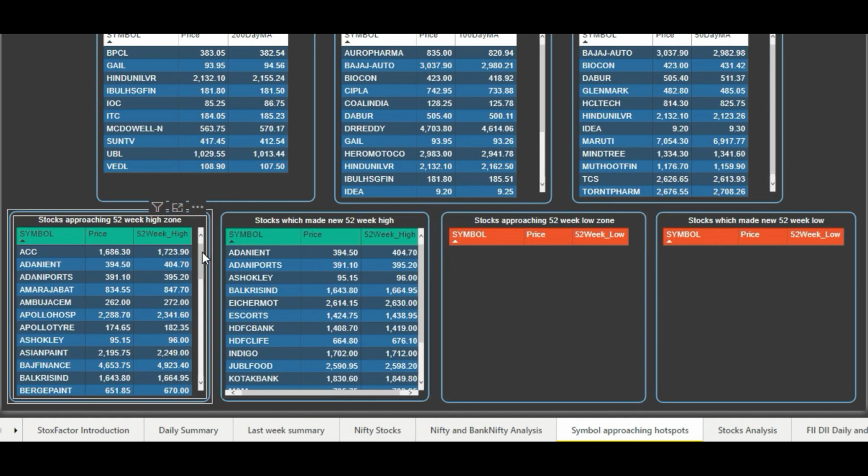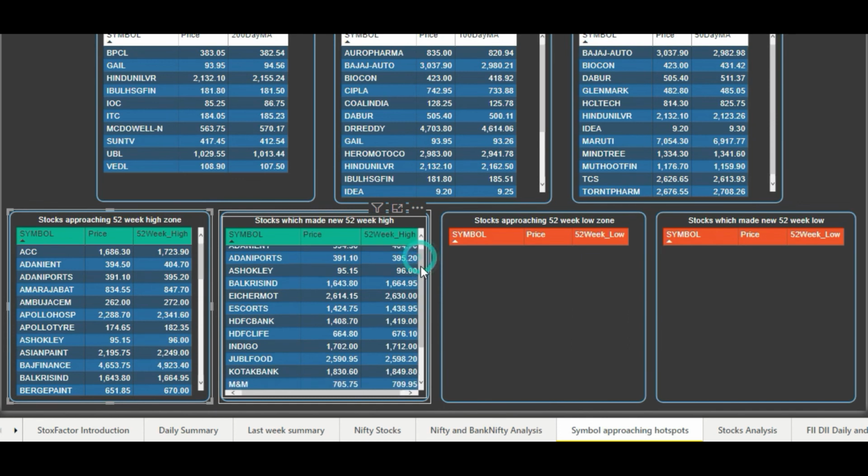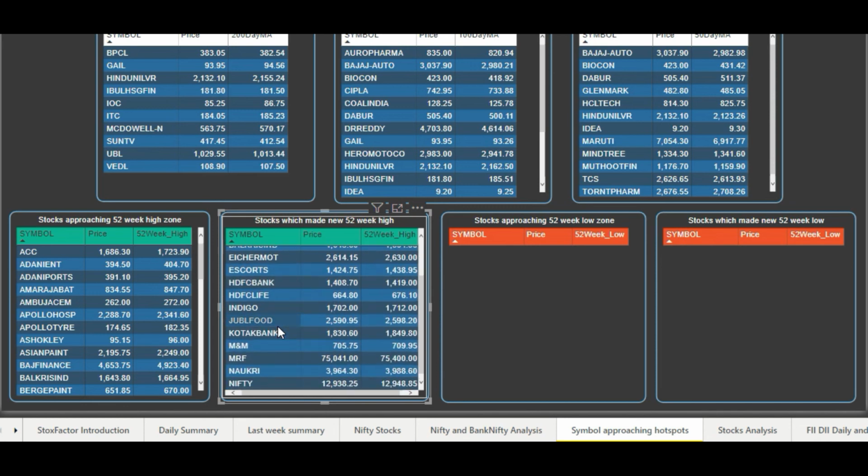That's why you can see the stocks mostly in the 52-week high zone, or the stocks which have made the new 52-week high. For example, HDFC Bank has already made the new 52-week high and broken the previous one. Similarly Kotak Bank on the banking side, and Nifty, obviously, has already broken the previous highs, which were from the pre-coronavirus, pre-COVID levels also. That's why we can see these stocks and indexes here and not in the low zone.